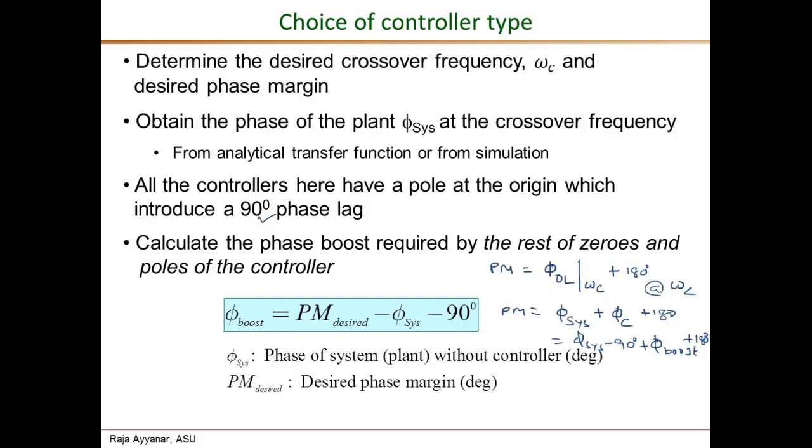So the phi boost then would equal this PM, where we substitute the desired PM value, that's what we're designing for. Then this is plus 90 on this side, so that becomes minus 90 on the other side, and then we're left with this minus phi system. So that's exactly what we had here.